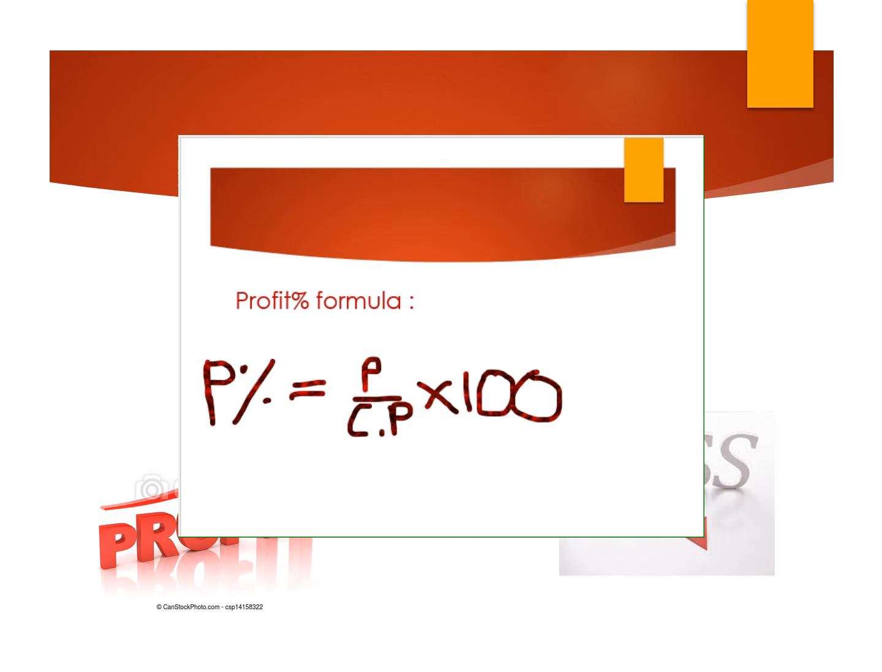Suppose let's take an example that your profit is 5 rupees and the CP is 10 rupees. What will be the profit percent? It will be 5 upon 10 multiplied by 100. Now we will cut the zeros. 5 multiplied by 10 is 50. So the answer is 50%. So the profit percent formula is written like this and solved like this. So you have the profit percent as 50%.